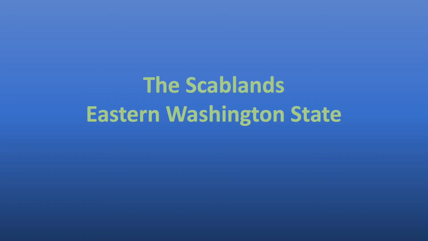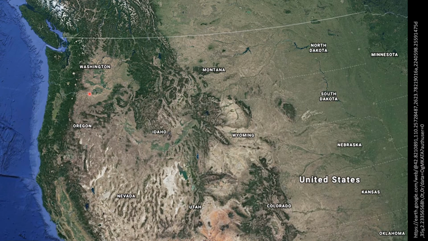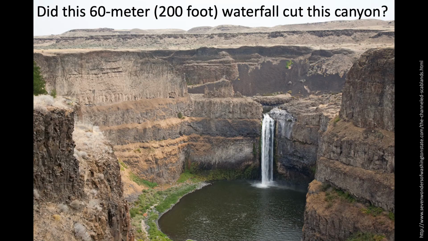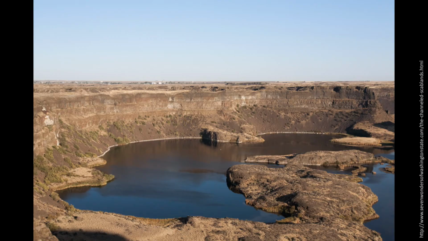We're going to look at the scablands in eastern Washington State. So the scablands are located here, and then we're also going to look over in Montana. Did this 200-foot tall waterfall cut this huge canyon? Here's some more erosion in a different area. This is called dry falls. There's no water at all coming over here, just a pond of water down here at the bottom of these falls. But what caused this erosion?